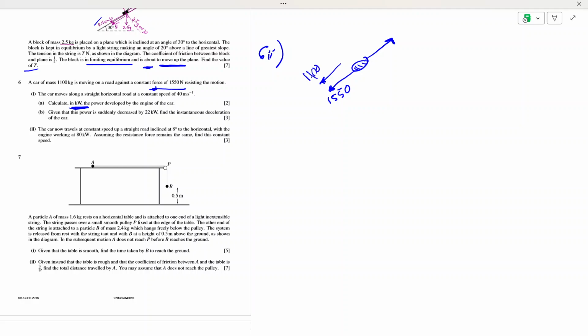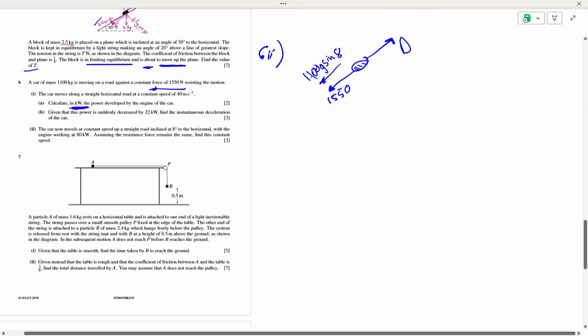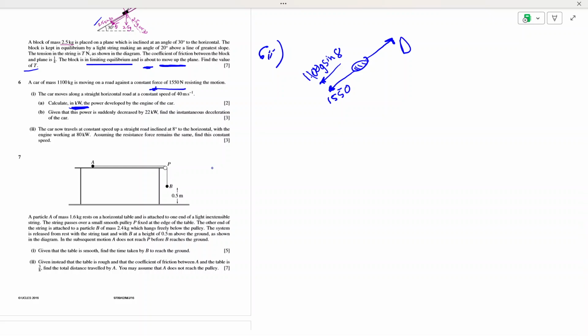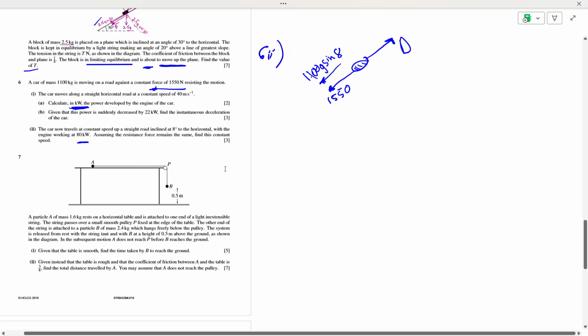1100 g sine 8 degrees. Okay, and then we have the driving force again. Driving force acting in that direction, right? And then, since I know the power, I want to use Newton's second law to calculate D1. I'm just gonna term it D1 right there, right?